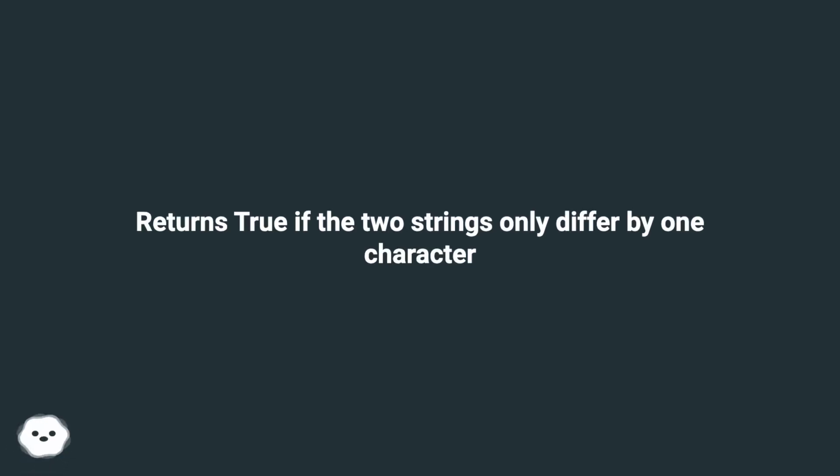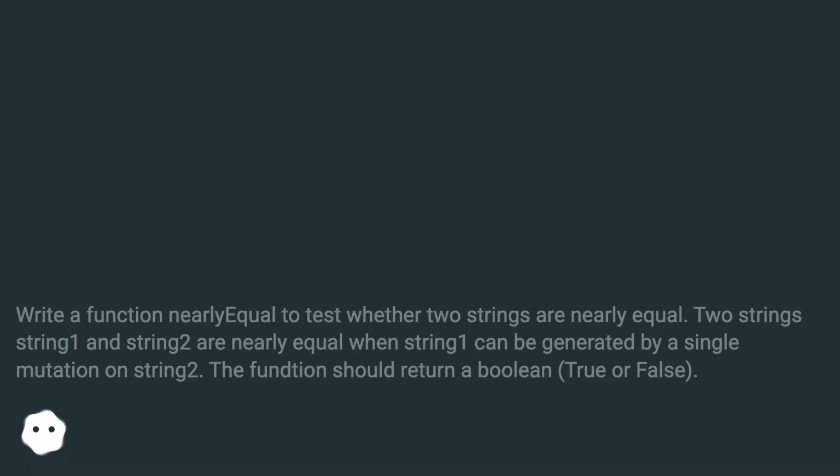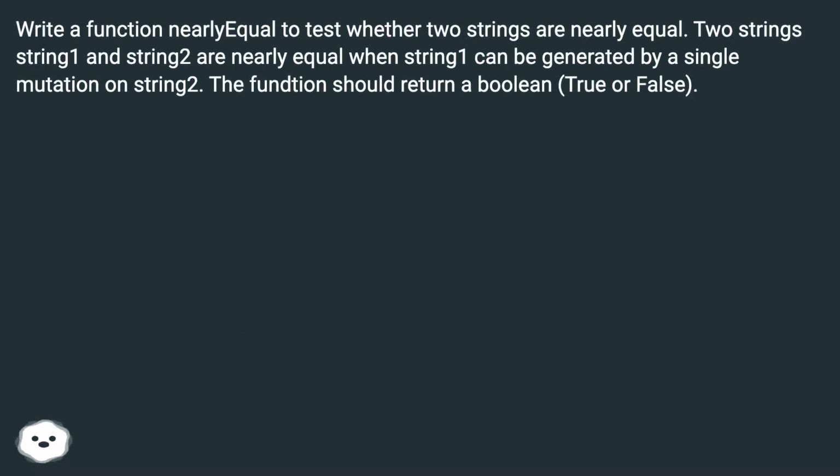Returns true if the two strings only differ by one character. Write a function nearly equal to test whether two strings are nearly equal. Two strings string 1 and string 2 are nearly equal when string 1 can be generated by a single mutation on string 2. The function should return a boolean, true or false.